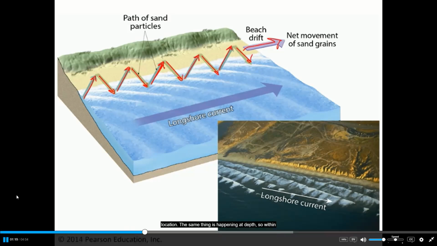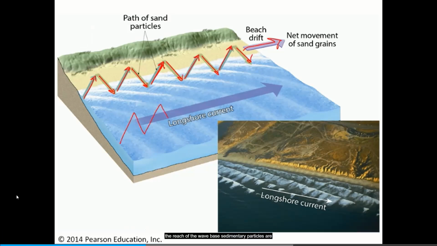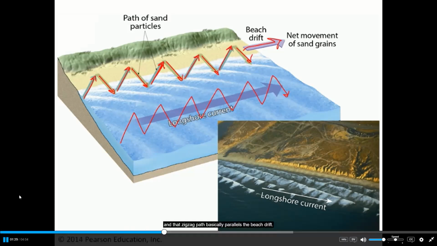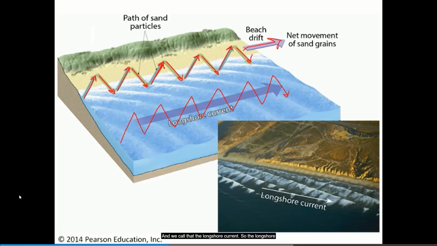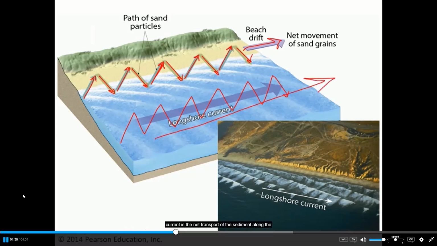The same thing is happening at depth. So within the reach of the wave base, sedimentary particles are moving in at an angle and down towards deeper water, and that zigzag path basically parallels the beach drift, and we call that the longshore current. So the longshore current is the net transport of the sediment along the beach in one direction or another.